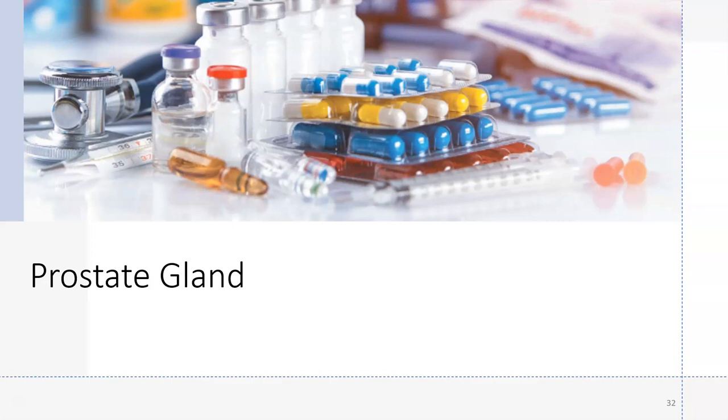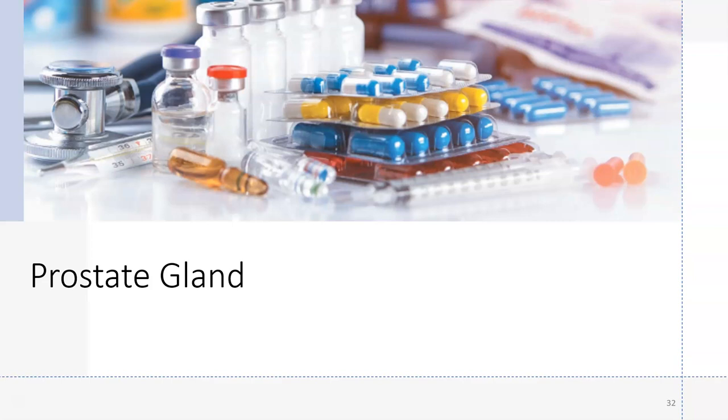Okay, so the last part of this is the prostate gland. The prostate gland is only in men. It's a donut-shaped gland that encircles the urethra. It's located at the base of the bladder and surrounds the urethra, and its function as part of the male reproductive system is to release prostatic fluid into the urethra. This fluid, along with the fluid from other glands in the male, make up the semen.